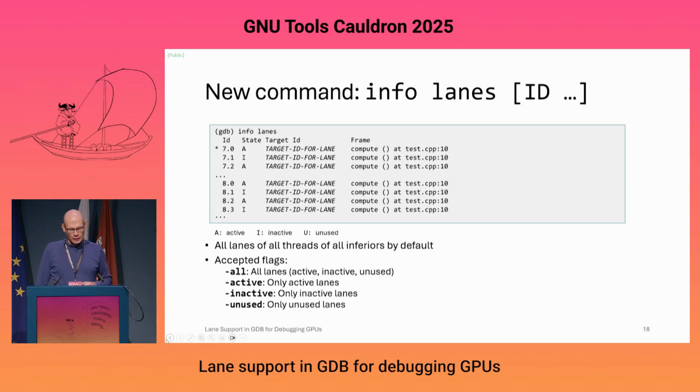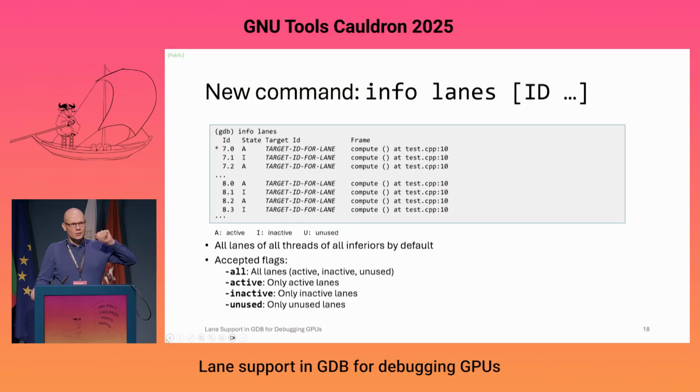The accepted flags give the user the ability to print all the lanes or just print active ones or inactive, unused ones, and these flags are additive. That is, if the user says dash active, dash inactive, then this is going to print all the active ones and the inactive ones.